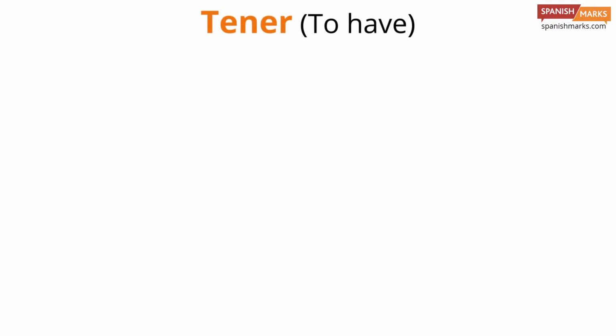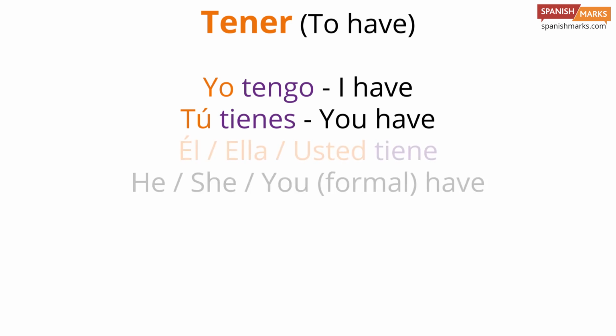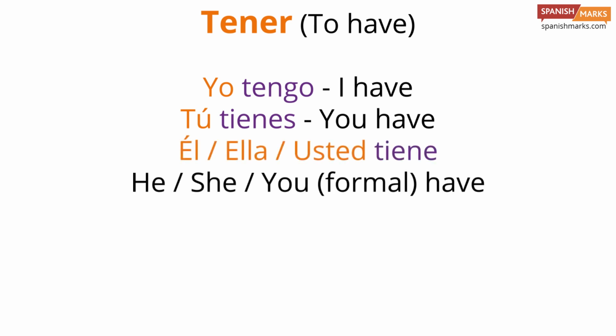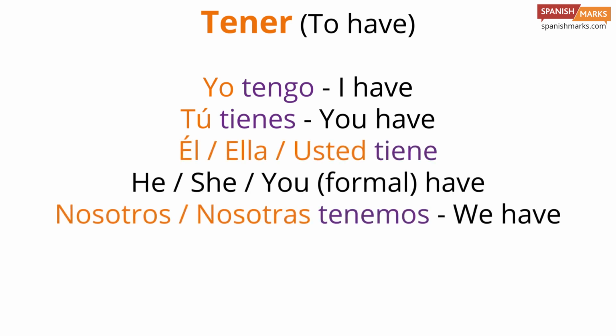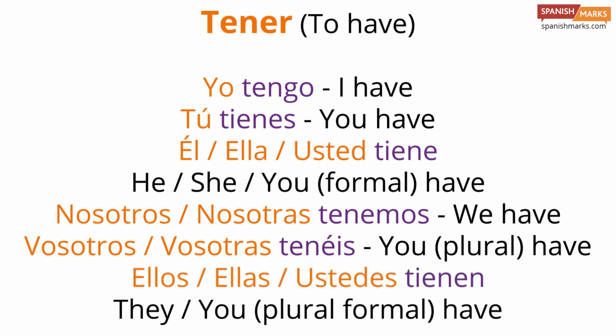Tener, to have. Yo tengo. Tú tienes. Él, ella, usted tiene. Nosotros, nosotras tenemos. Vosotros, vosotras tenéis. Ellos, ellas, ustedes tienen. Can you see how the verb is irregular in present tense?